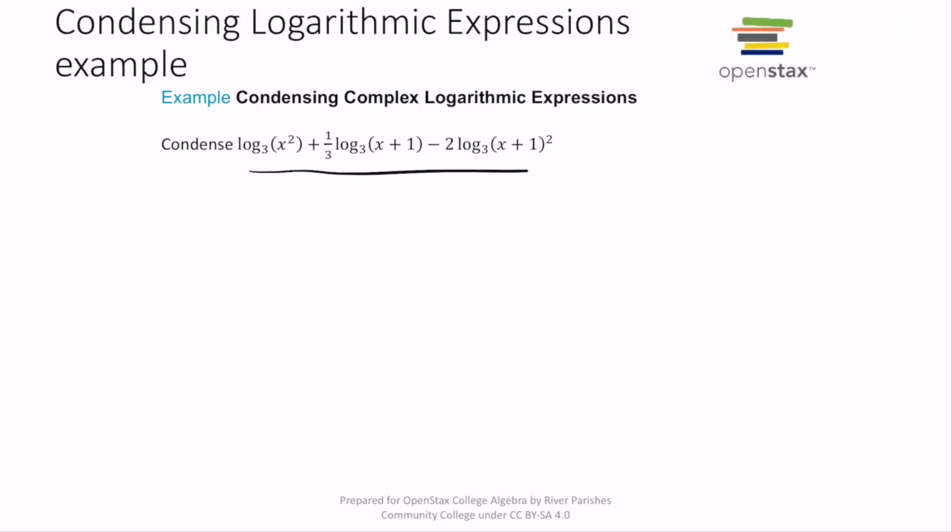Here they're asking us to condense this. How would you condense this? First, make sure that there is only log left and no powers left. So you have log base 3 of x squared, so that is there, but here there is 1 by 3, so push it on to x plus 1 as a power.